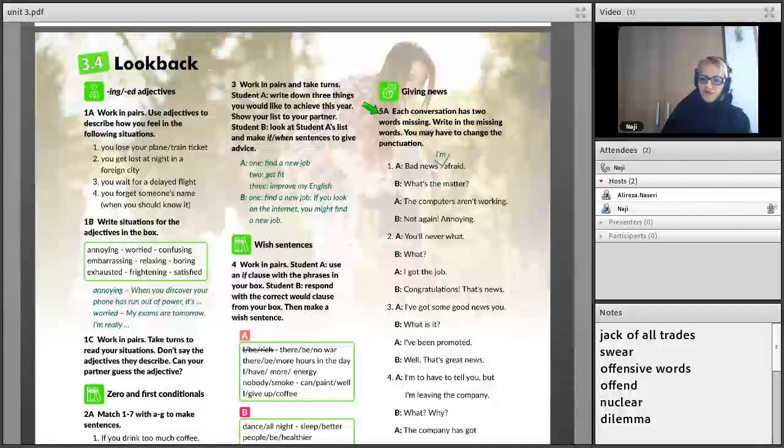Bad news, I'm afraid. We have stress on bad, news, afraid. They are stress patterns, but it goes down. Bad news, I'm afraid. I'm reading number 1. Bad news, I'm afraid. What is the matter? The computers aren't working. Not again. That's annoying.